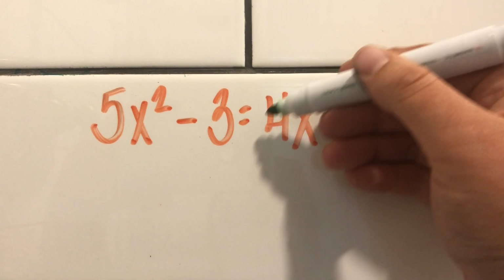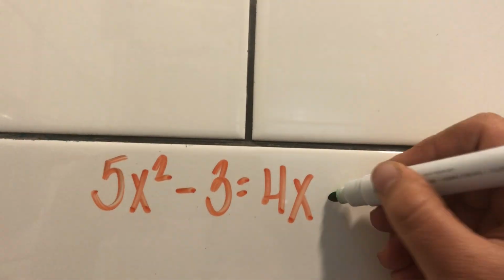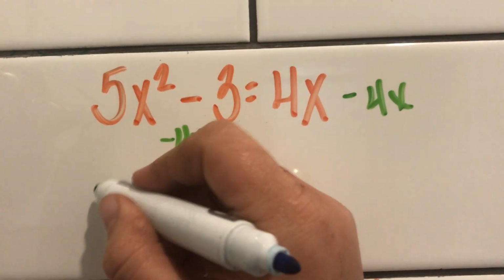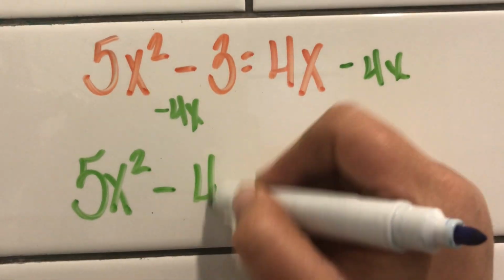So for this one, I have 4x on the right. I can't have that. I need to move it over. And I move that over by subtracting 4x on both sides. And I'm going to write it in standard form, left to right, in decreasing degrees.